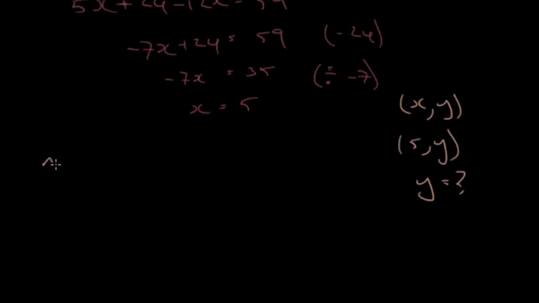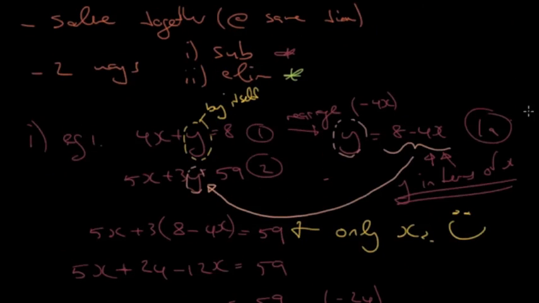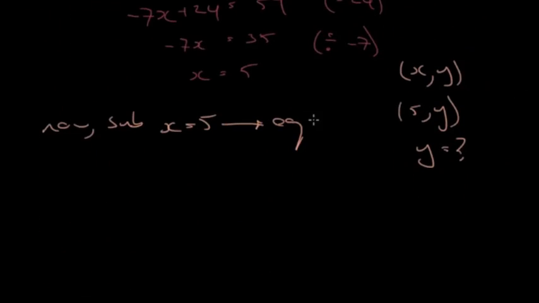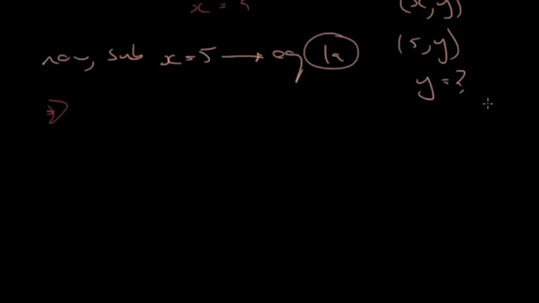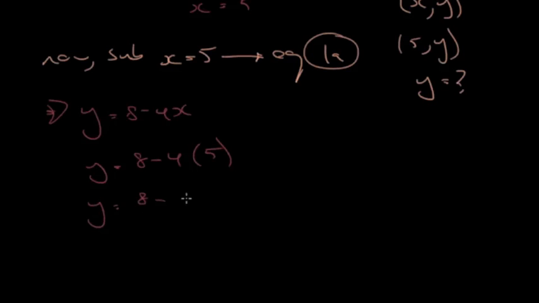So what we do now is sub x equals 5 into an equation. Well, if we substitute into 1a, that makes it pretty easy, doesn't it? I've forgotten 1a. y equals 8 minus 4x. y equals 8 minus 4x becomes y equals 8 minus 4 times 5. So y equals 8 minus 20.